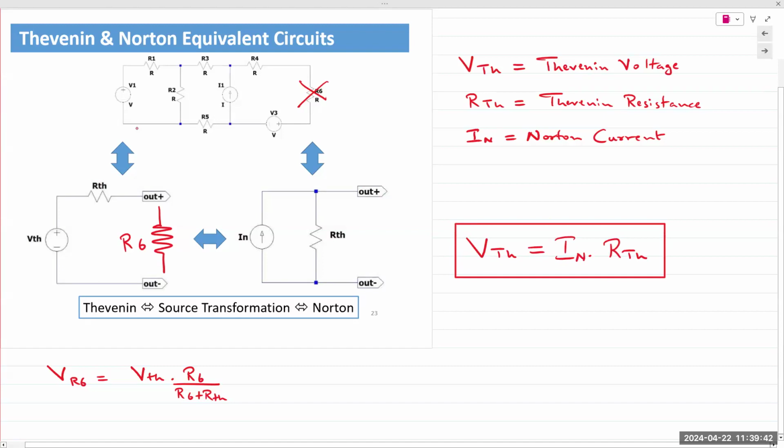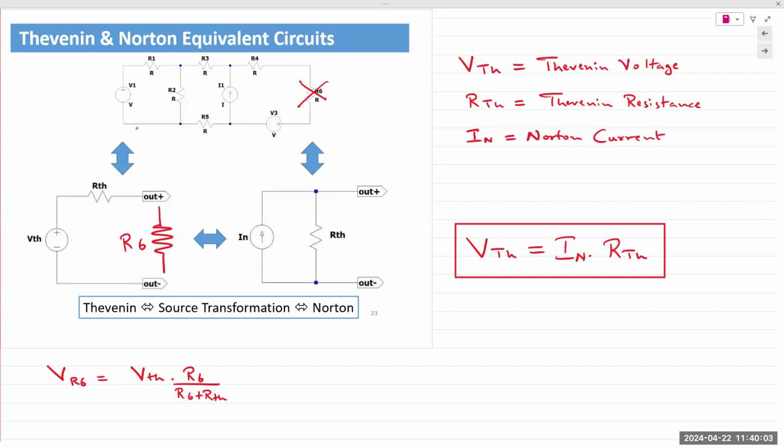So some books and some instructors like to say that you could first find the Thevenin resistance, then find the Thevenin voltage, and then use those two to calculate the Norton current, which I absolutely do not like. Okay, that is the wrong way to actually teach students.